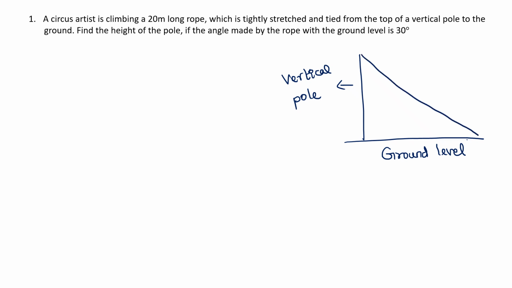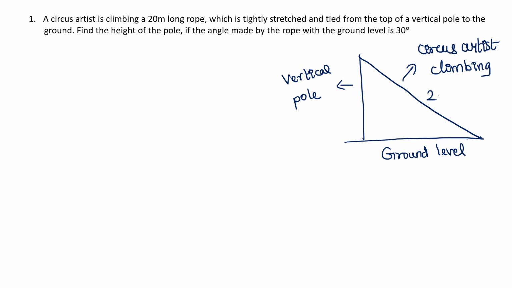So now I will draw the rope. Here in this rope only, the circus artist is climbing. It is given as a 20-meter long rope, so the length of the rope is 20 meters. This is the vertical pole, and you have to find out the height of the pole. They have given you the angle made by the rope with the ground. This is the rope and the bottom is your ground level, and the angle formed here is 30 degrees.